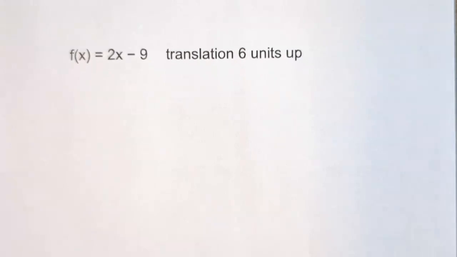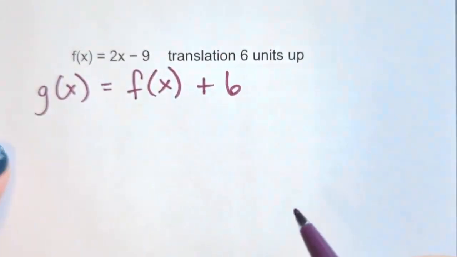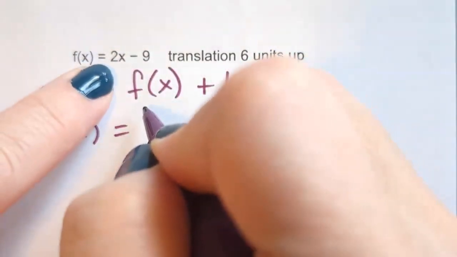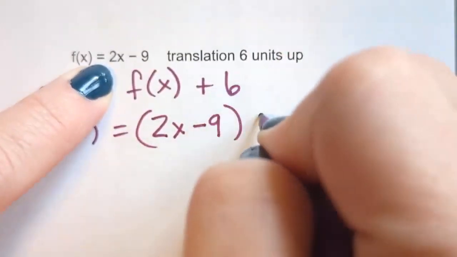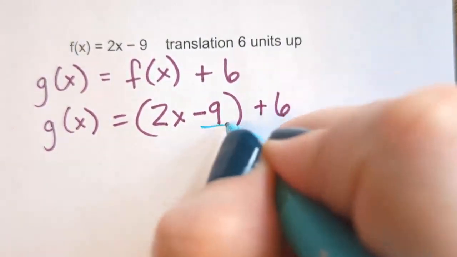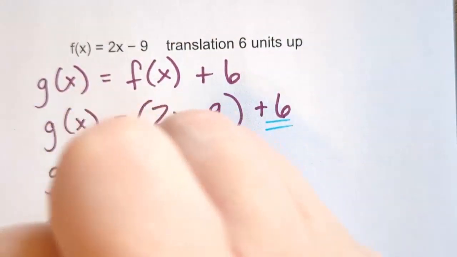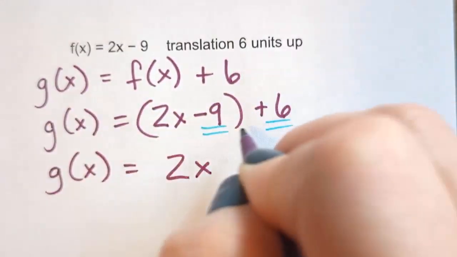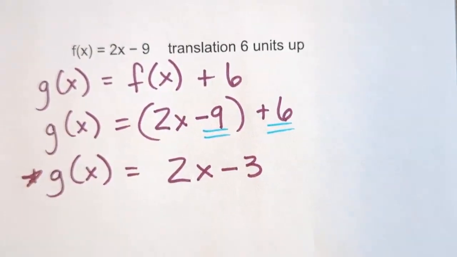Next we have this, g of x is going to equal f of, and we're going to go 6 units up. So f of x plus 6 units up. And now I'm going to rewrite combining. So we're going to have f of x, which is 2x minus 9, and then we're going to have our new plus 6. So now I can combine my like terms, the minus 9 and the plus 6, and that's going to give me g of x is equal to 2x, and then minus 3. So that is my answer.